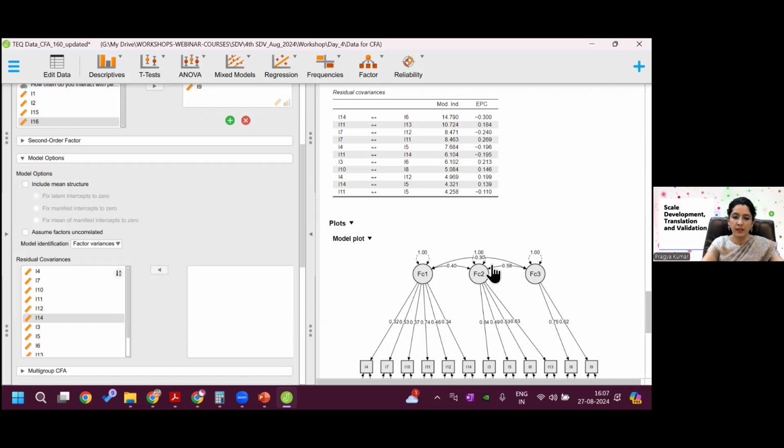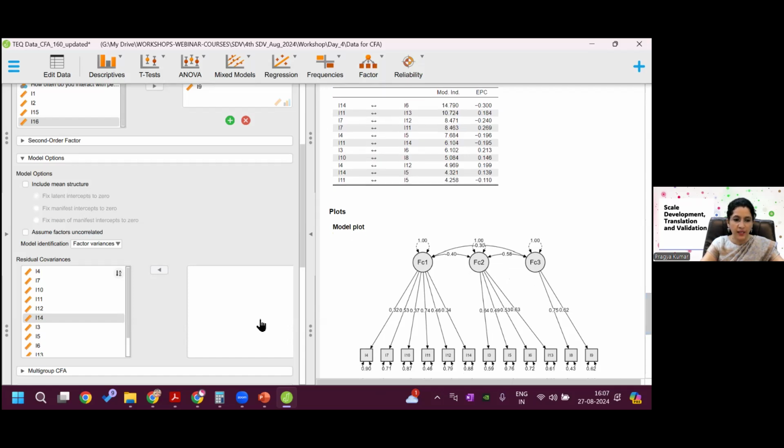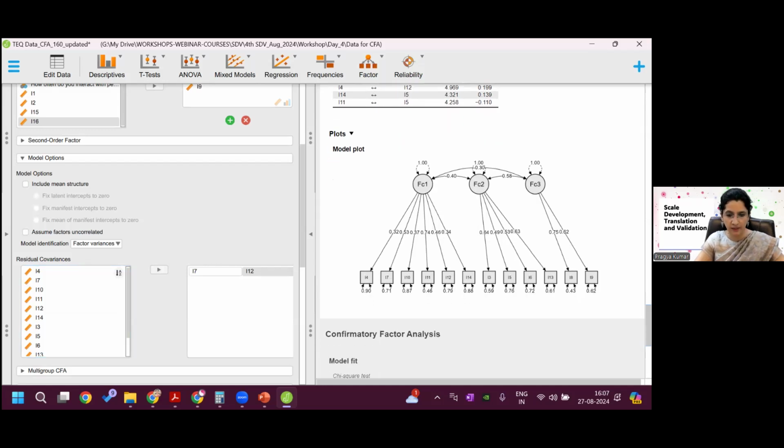0.4 between factor 1 and 2, and this is between factor 2 and 3. And then if I put these two, what I remember, item 7 and item 12, in that residual covariance, if I shift that, it takes some time, and there will be the appearance of a covariance arrow here. This is known as the path diagram.